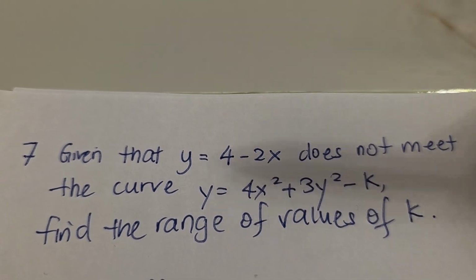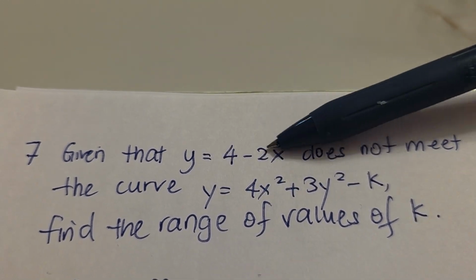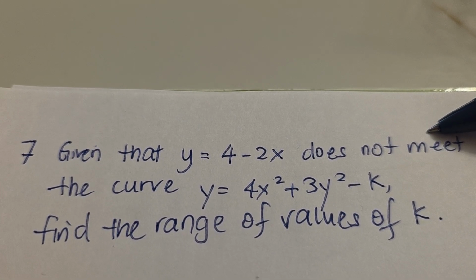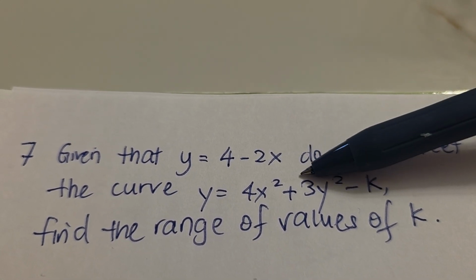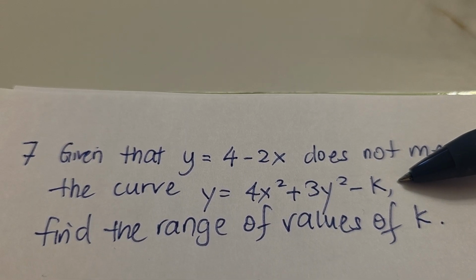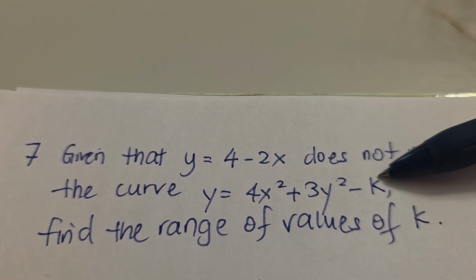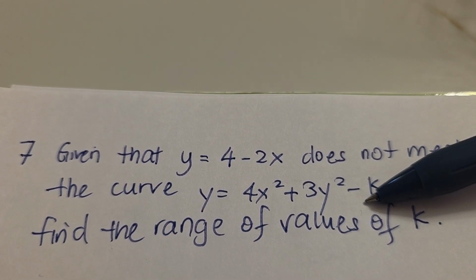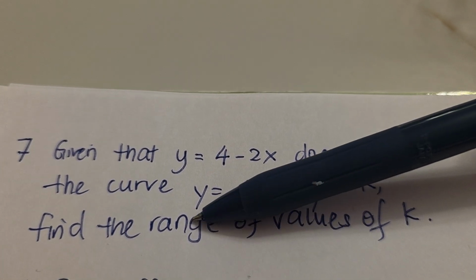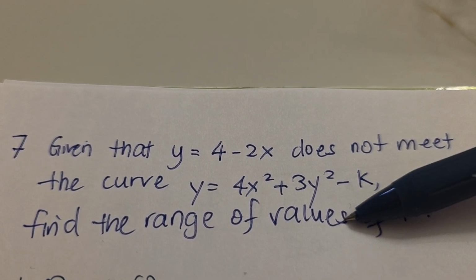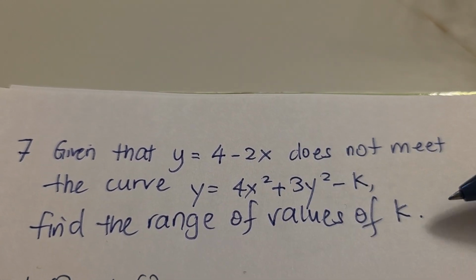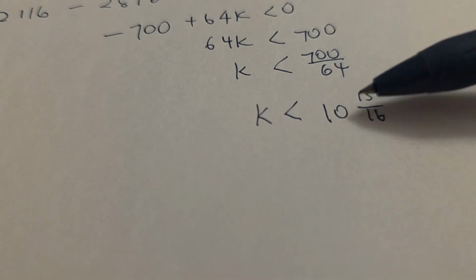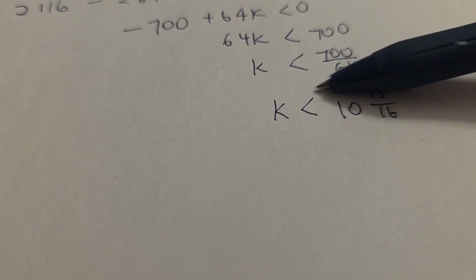We are given in the question that this line does not meet, meaning does not intersect, the curve 4x squared plus 3y squared minus k. This k is an unknown constant, and you are supposed to find the range of values of k. So having the end in mind, you know that range means k is not equal to a specific value, it is a range of values. So this will be the end in mind.